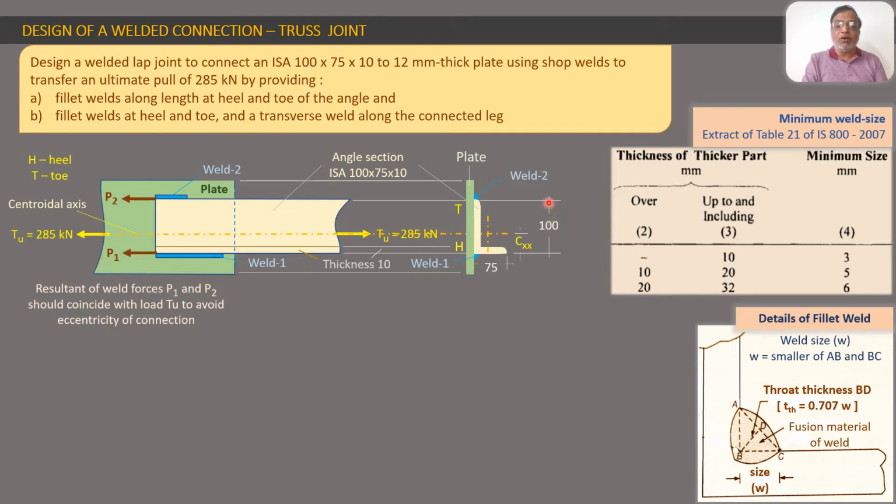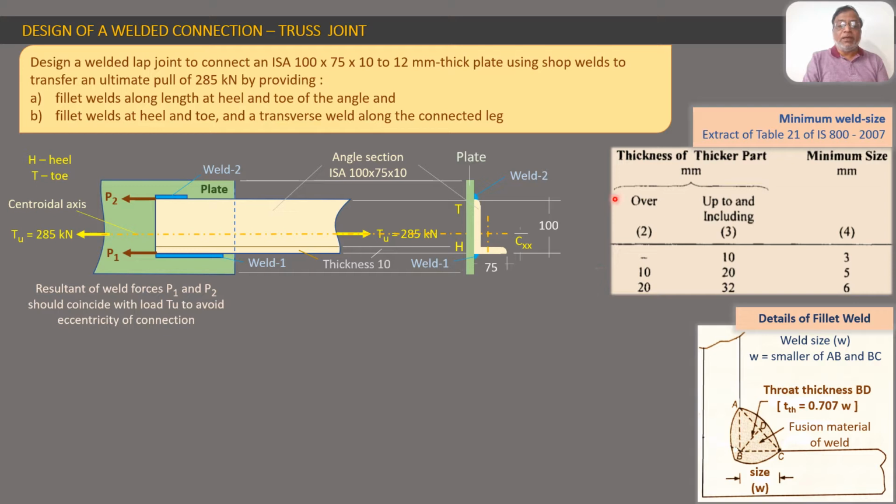Now this longer leg which is connected here is called the connected leg, whereas this 75 mm leg which is projecting out, which is not directly connected to the plate, is called the unconnected leg or outstanding leg. So whenever an angle is connected to a plate, one leg will be connected to the plate and the other leg will outstand. Usually the longer legs are connected in order to have a better connection, and the shorter legs are kept outstanding.